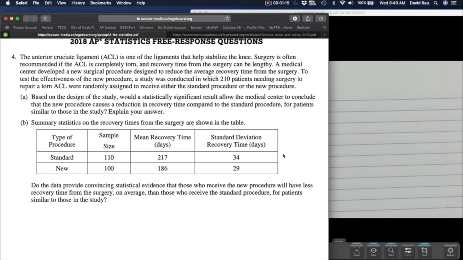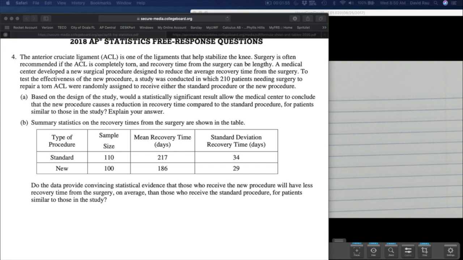But my answer to this question, and we'll see if I'm right in a second, would be yes. And here is my reasoning. They did an experiment where patients were randomly assigned to 2 different treatments, the essentially control group being the standard procedure and the experimental group being the new procedure. So because we randomized, because we're assigning treatments, and because we're only seeking to conclude to those similar to those in the study, I do believe we could make a causal argument that the new procedure would explain the recovery time.